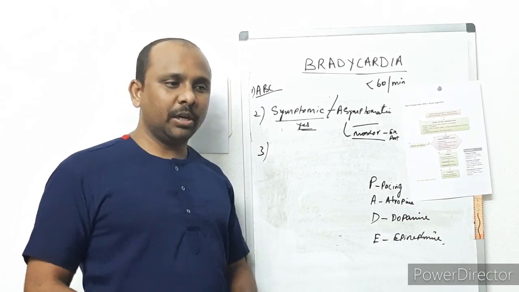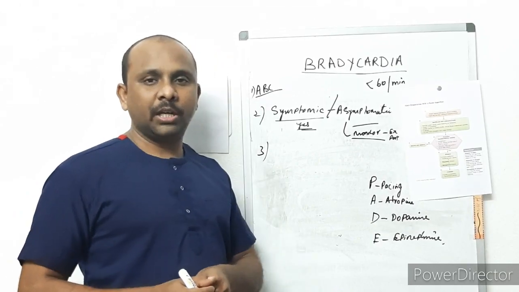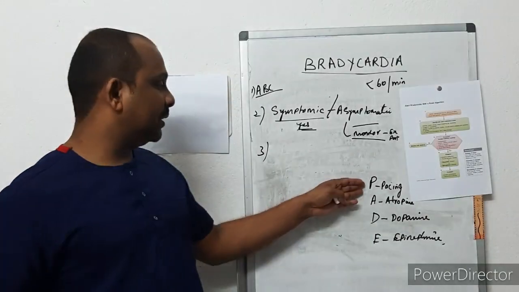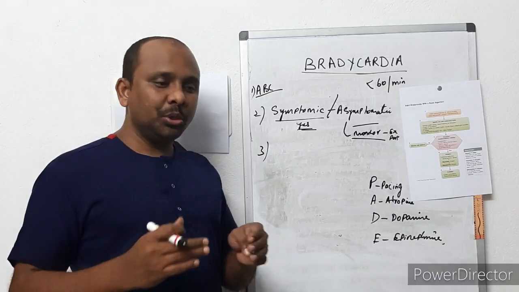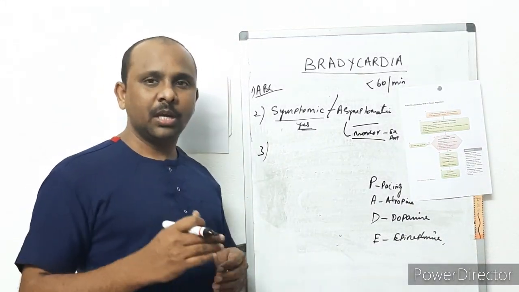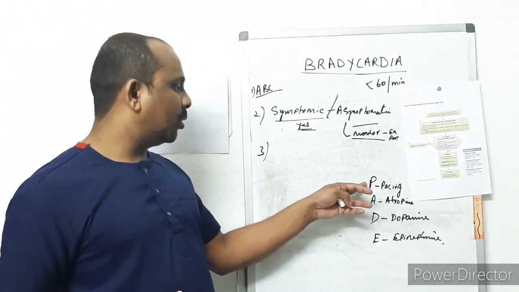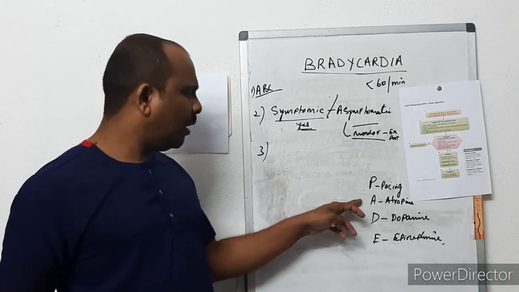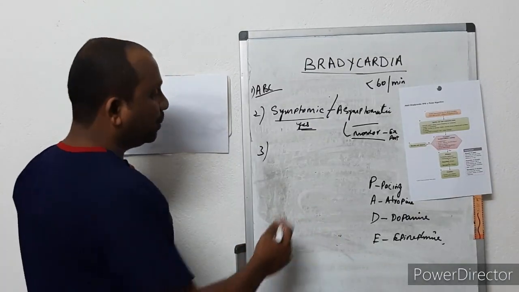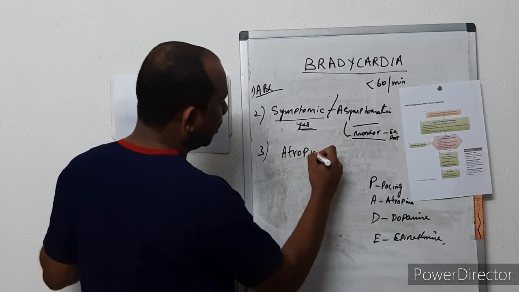If, for example, you are in the emergency or critical care, working in a peripheral hospital, it will take some time, right? So you prepare for the pacemaker. Preparing for the pacemaker means you notify the cardiac team or cardiologist team to go ahead with the pacemaker. What we can do is, atropine is the drug of choice. The first drug is atropine.